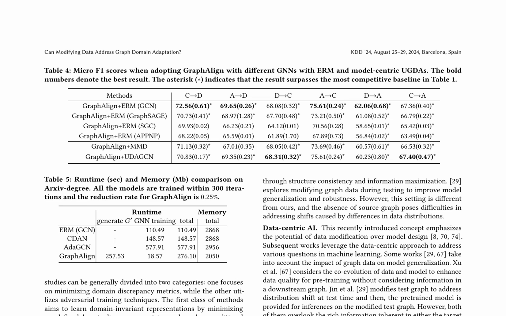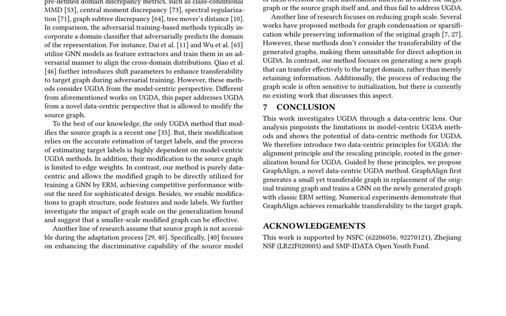The alignment principle aims to minimize the discrepancy between the source and target graph distributions, and the rescaling principle reduces the scale of the source graph without losing essential information. The authors present a theoretical analysis of the generalization bound for UGDA, demonstrating that a smaller-scale source graph can be more effective in enhancing transferability.